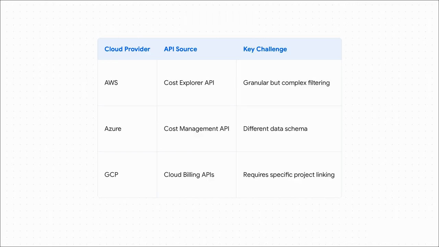Then you've got Azure's API, which uses a totally different data structure, and GCP makes you link everything to specific projects. So your first real job is to build a data pipeline that can take these 3 totally different streams and turn them into one single source of truth.